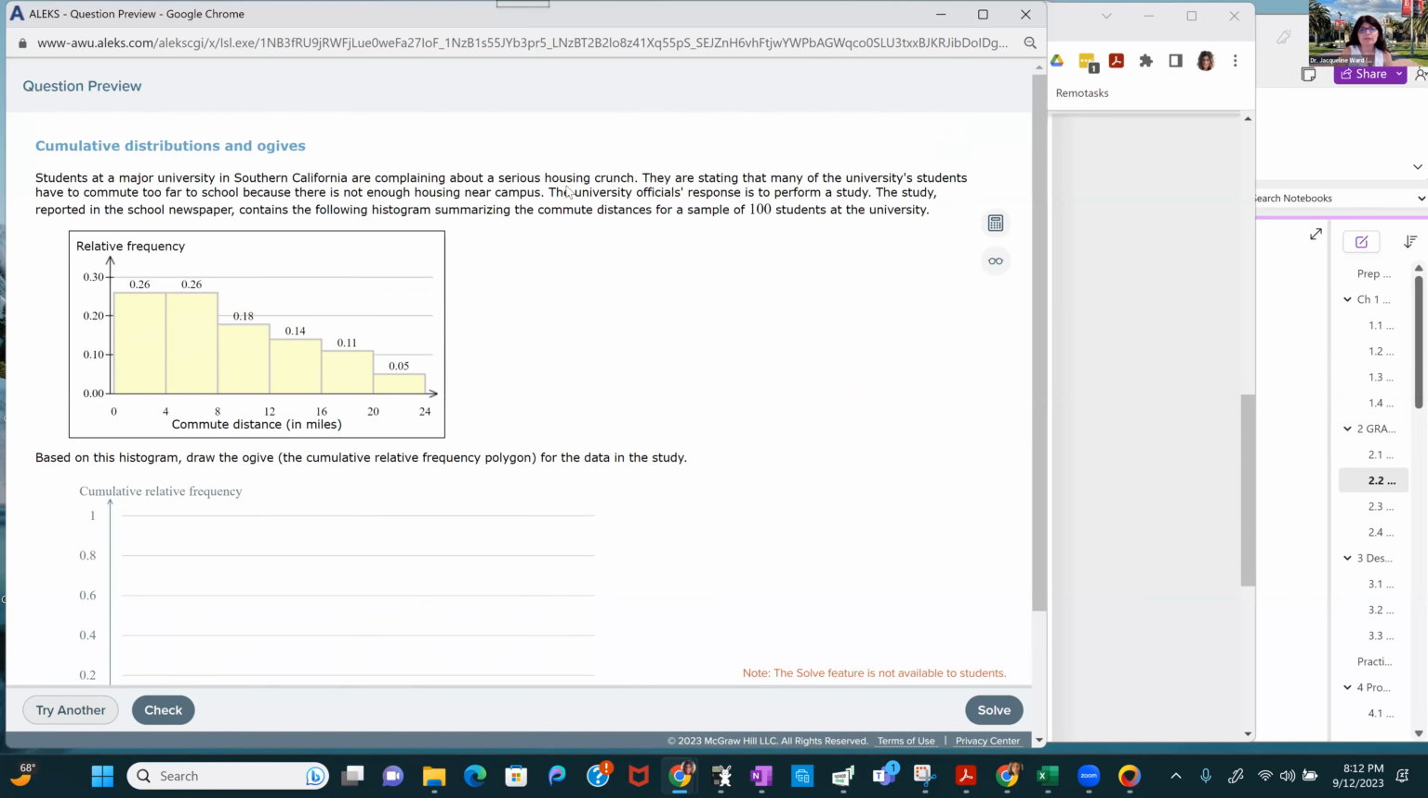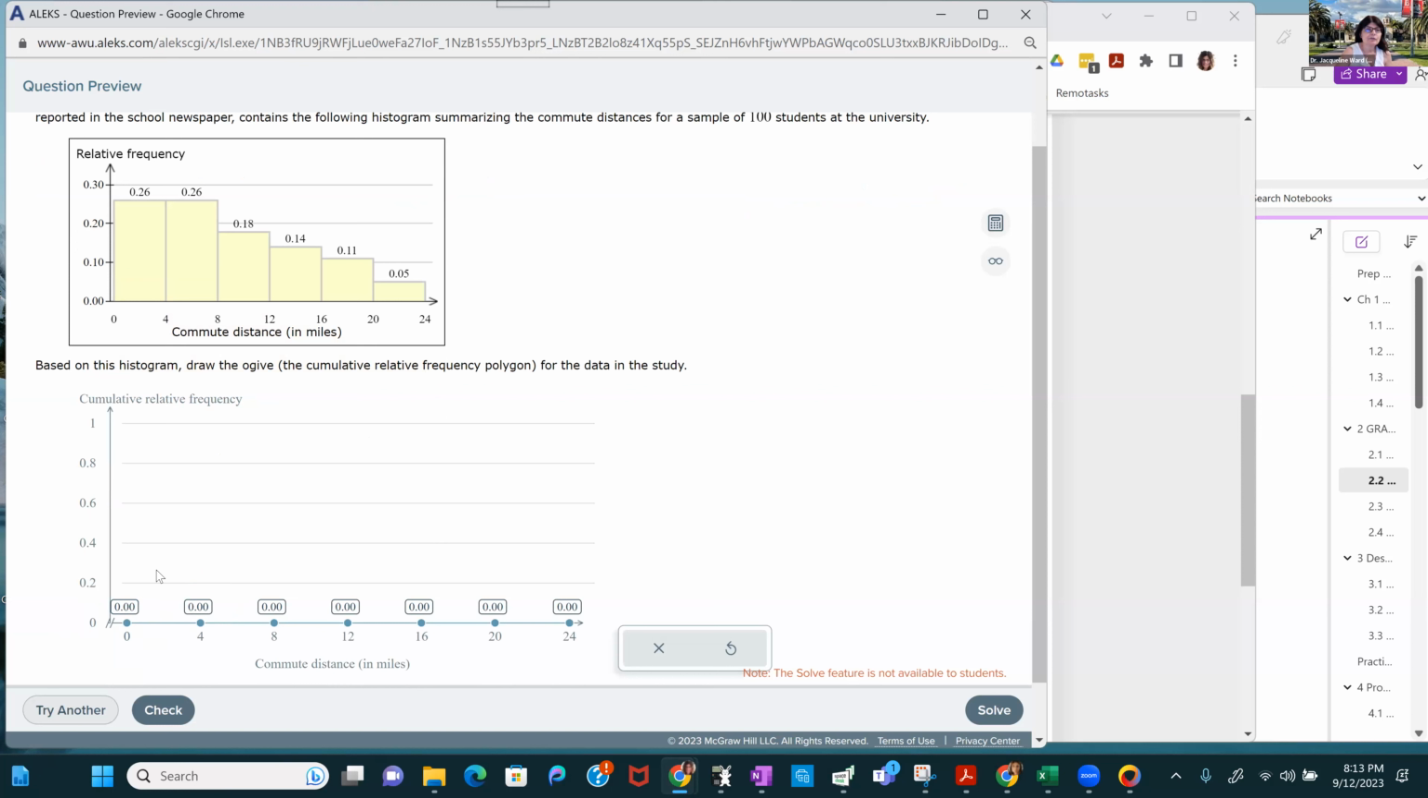Students at a major university in SoCal are complaining about a serious housing crunch. They're stating that many of the students have to commute too far because there's not enough housing near campus. The university did a study reported in the school newspaper, and this summarizes the commute distances for a sample of 100 students. Right, so 26% commuted between 0 and 4 miles. Right, 26% of 100 is 26 students. So if it were just regular frequency, you would have a 26, a 26, an 18, a 14, right? Because you have a sample of 100, it makes the math really easy.